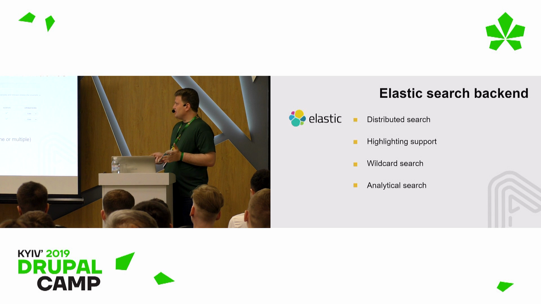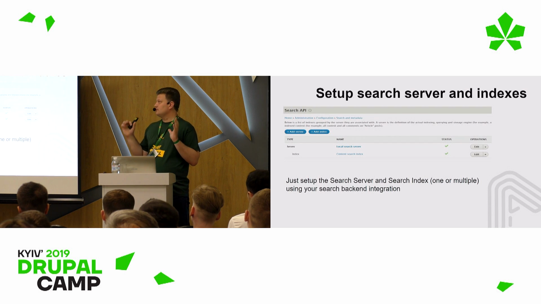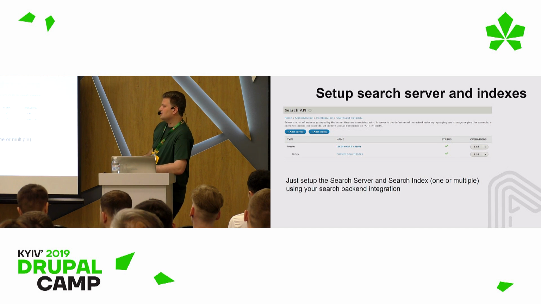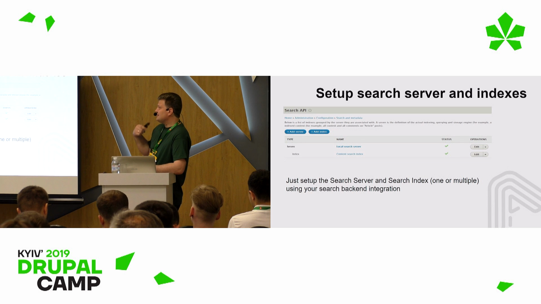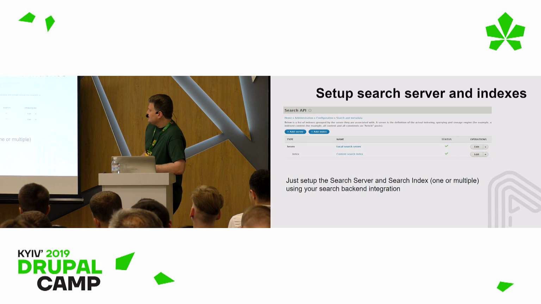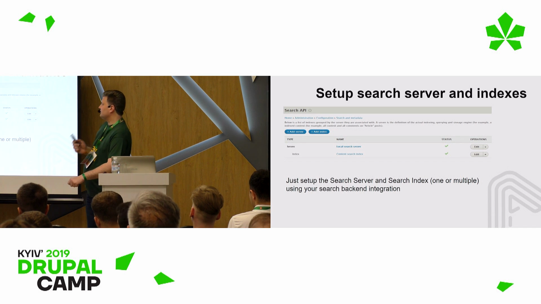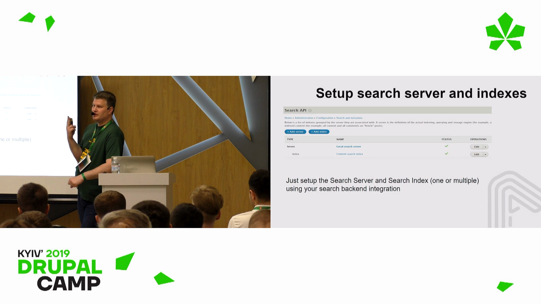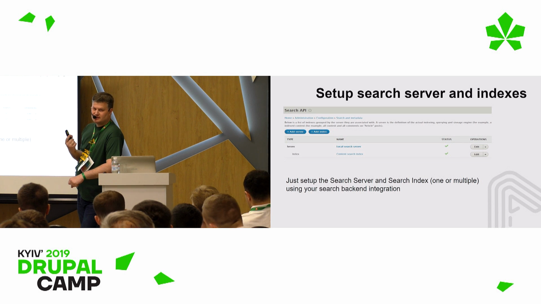So let's check how to use the simplest solution. In our case, it's how to use the database search backend, how to set it up from scratch and how to use it. As you see on this picture, first of all, we need to set up 2 points. We need to set up a local search server and we need to set up a search index.